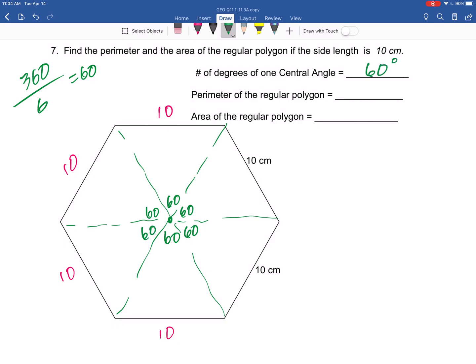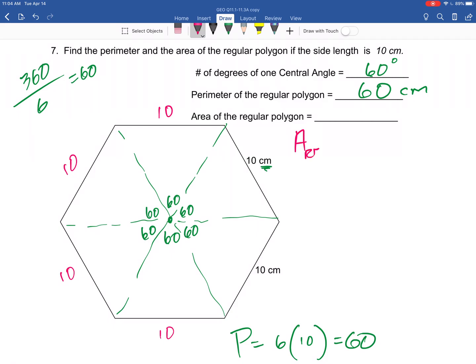How about perimeter? Oh, that's easy. There are 6 sides. Each one is 10, so 60. 60 what? It's a perimeter, so just centimeters. Okay, area. What do you think I'm going to do? I'm going to do area of a regular polygon, which is 1/2 apothem times perimeter. I have the perimeter. I need the apothem.